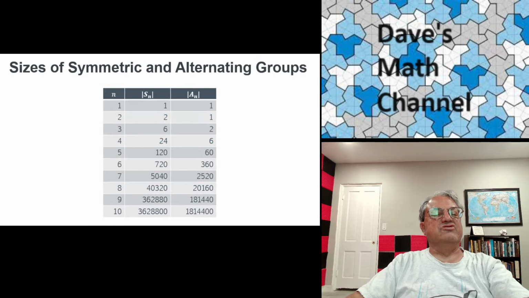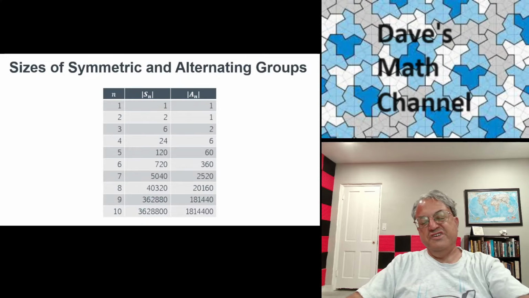And these factorials grow very fast. You don't have to get to very large values of n before these groups start getting really, really big. By the time you're up to n equals 10, there are already 3,628,800 total permutations, and half as many, 1,814,400, even permutations. So these are the sizes of S10 and A10. They're huge groups, and they get big really fast.